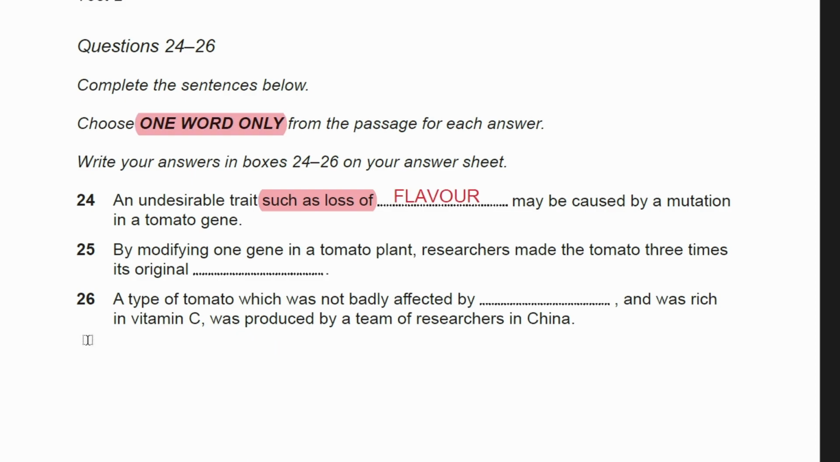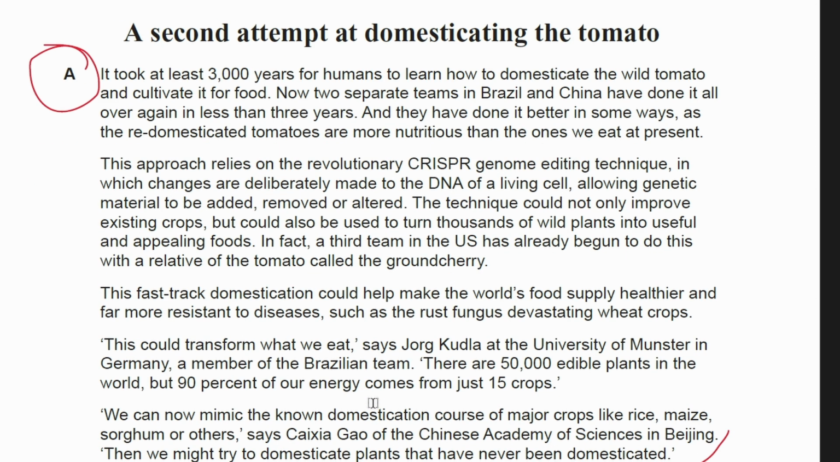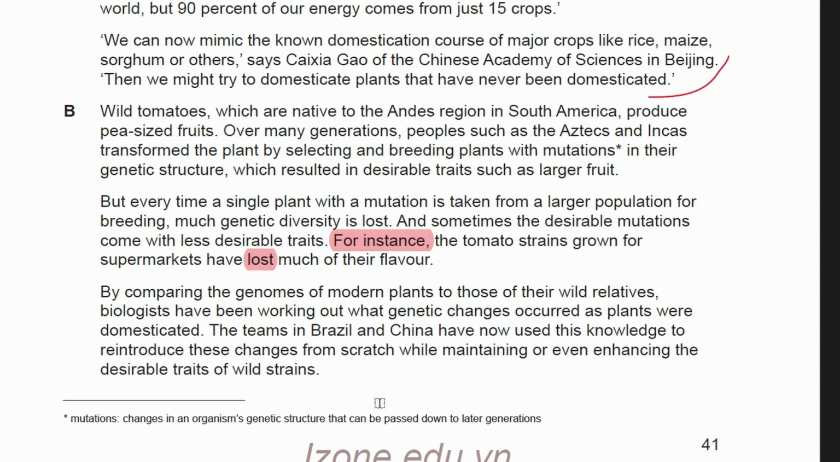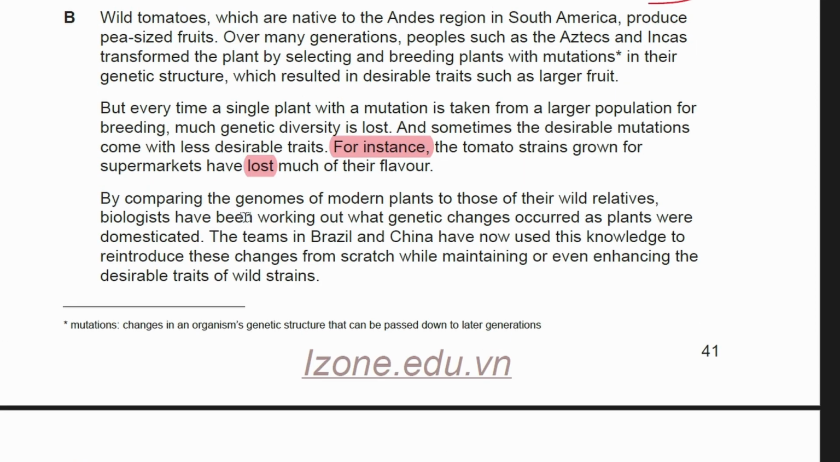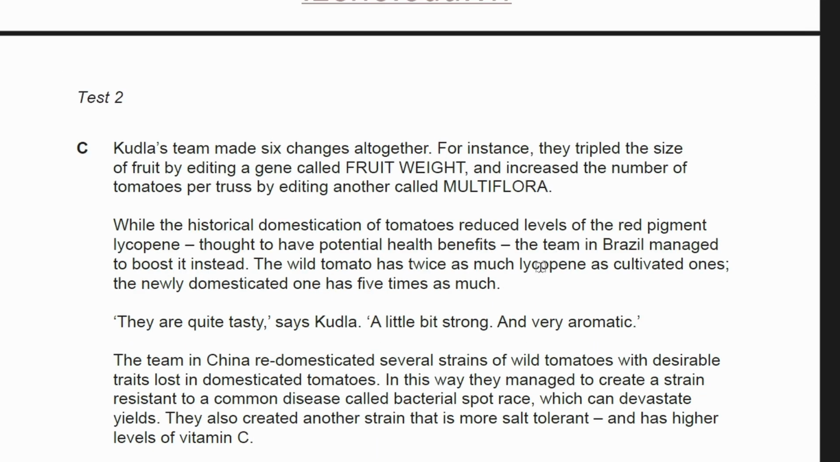For question number 25, as I said before, an easier way to search for fill in the blanks answers is to prioritize numbers, names, and something within inverted commas. For question number 25, we have 3 times in the question. So what we are going to do is go to the passage where we found the answer for question number 24, and search for words relating to 3 times. In the last paragraph of section B, there isn't any reference to any of the numbers. In section C, we have 5 times, twice, but we are not looking for this. We are looking for 3 times, which is tripled.